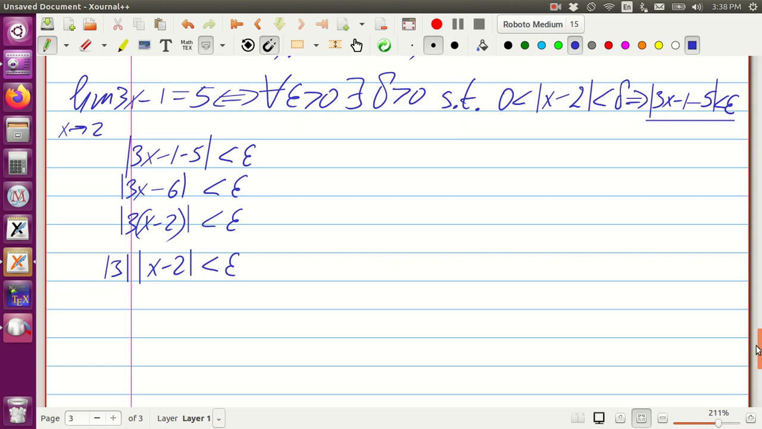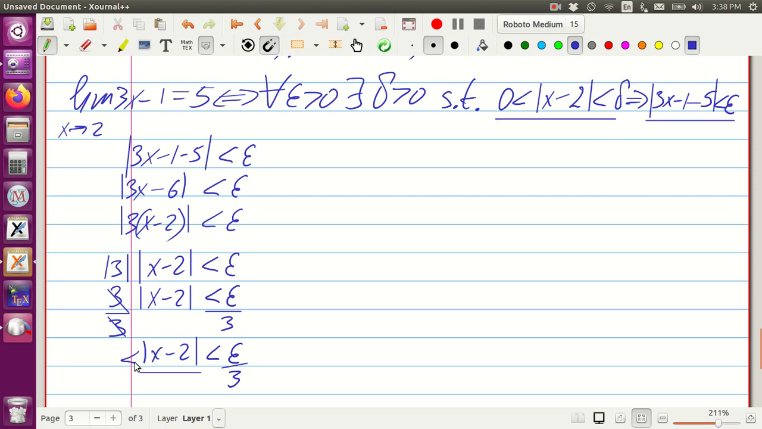Okay, so let's do this out. Absolute value of 3 is just 3. We have x minus 2 here, less than epsilon. We divide both sides by 3 to get that absolute value of x minus 2 is less than epsilon over 3, obviously. So let's look. This is exactly what we wanted. This term is definitely greater than 0 because x cannot be equal to 2, right? This means x goes to 2, but not to itself.